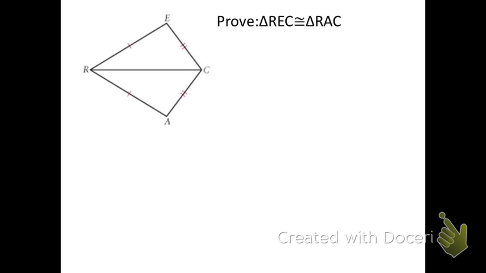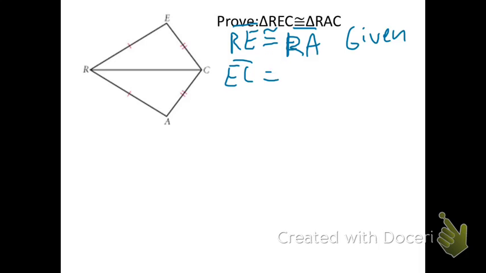Start with what's given. So first we know that RE is congruent to segment EC. Oops, no it's not. It's congruent to segment RA because it's given. It's given that they both have 1 tick mark, meaning that RE is going to be congruent to RA. Same thing with EC. That has 2 tick marks. So that's going to be congruent to CA. And that's also given.